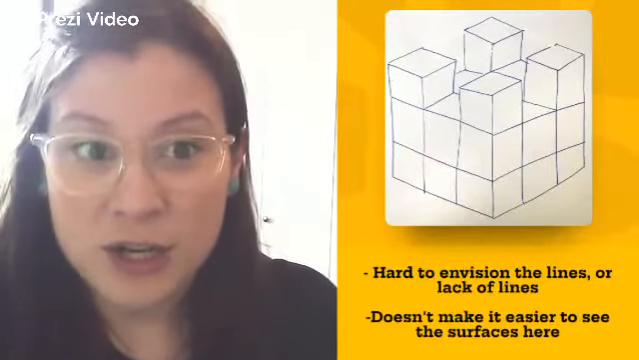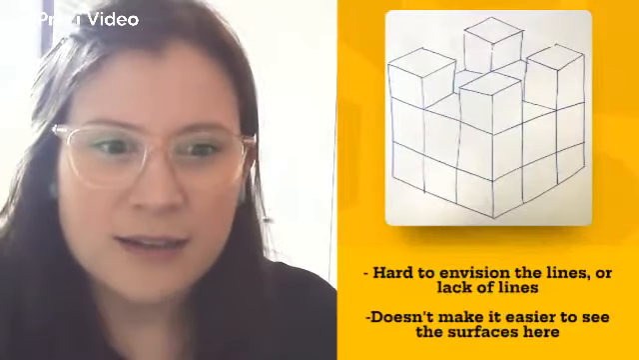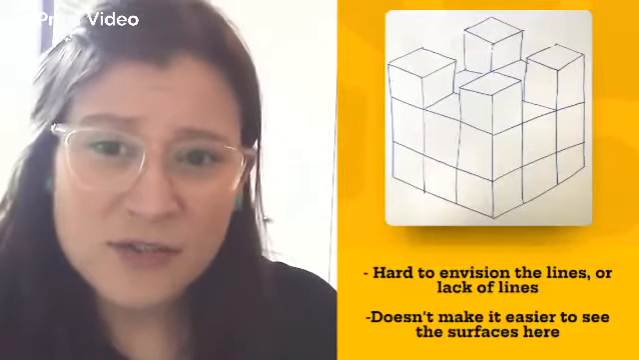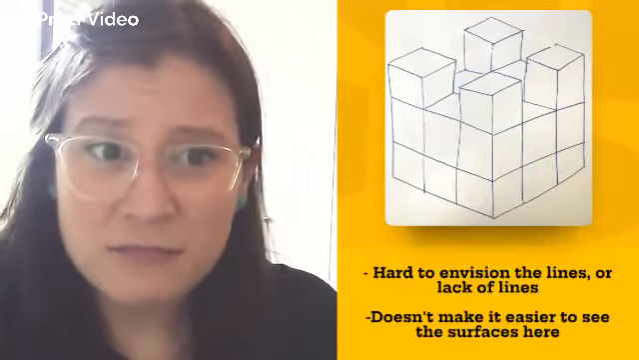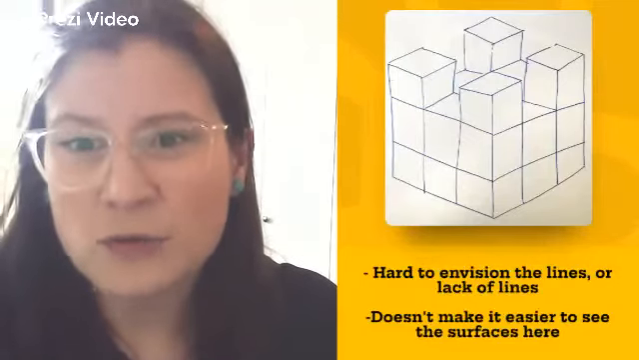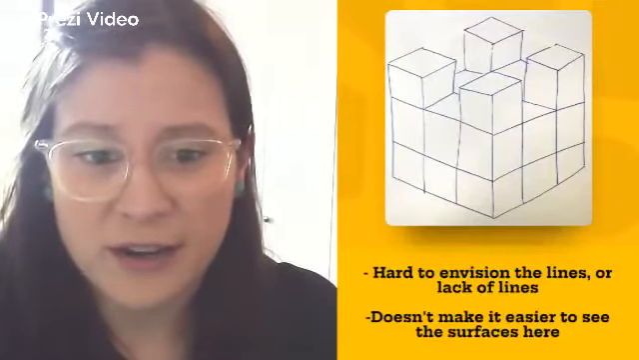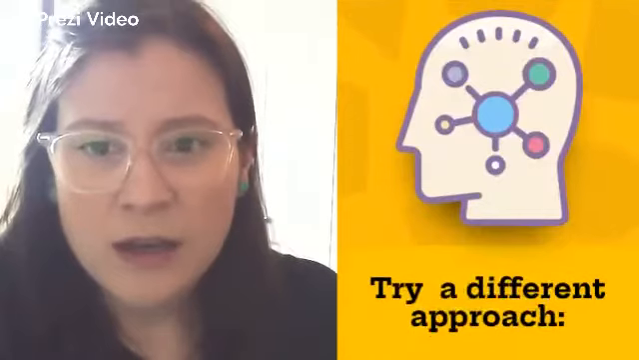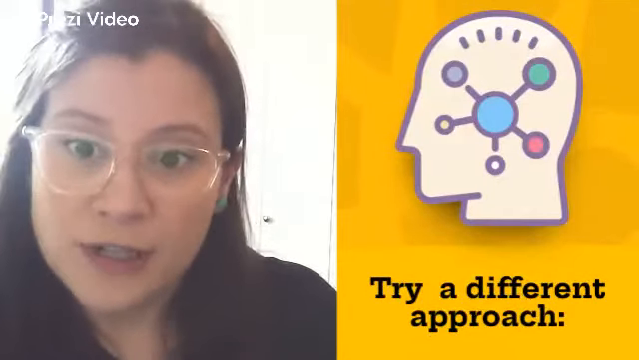Actually trying to draw this is a bit difficult, like envisioning what lines am I supposed to draw or which ones am I supposed to not draw. And then, is it easier to see the surface area after I drew this? Not really. Especially if I added in that one middle cube I forgot to draw, it would be pretty hard to see what I'm supposed to be counting here for surface area. So what can we do that's a different approach?